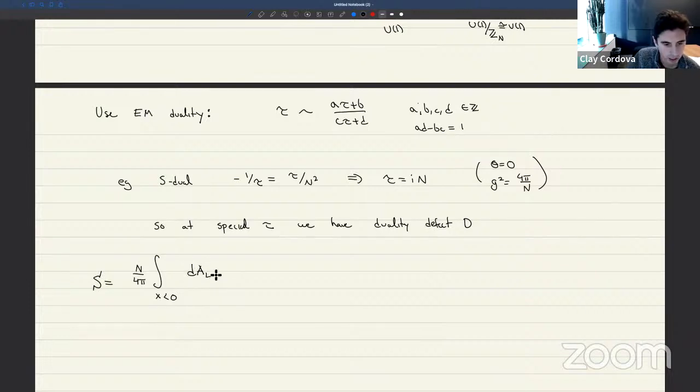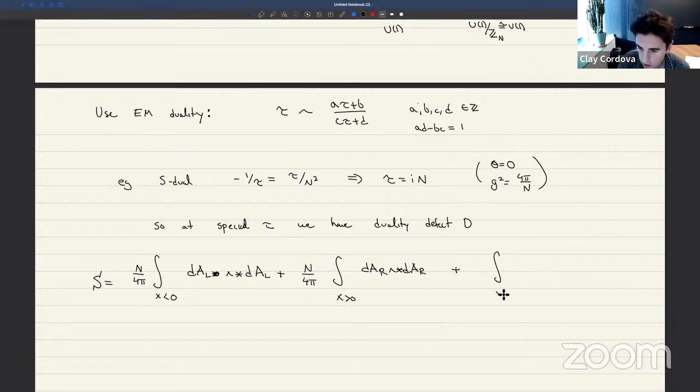So in the left region, we have the standard kinetic term. In the right region, the same, with different fields. And along the locus x equals 0, I will put a Chern-Simons term, a mixed Chern-Simons term, coupling the two sides.